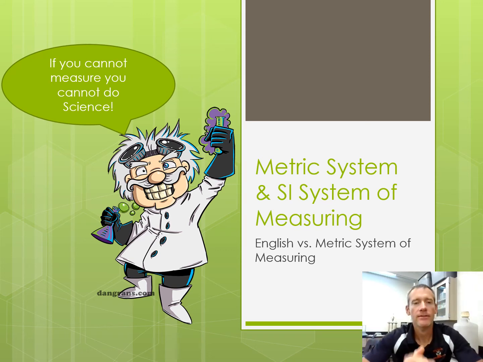Heads up, pre-A students. This is our first installment of our lecture system. And it's really basic. It's about the metric system and the SI system of measuring. And in science, and especially in chemistry and physics, we have to have some type of unit to provide a value with that unit and give it perspective.